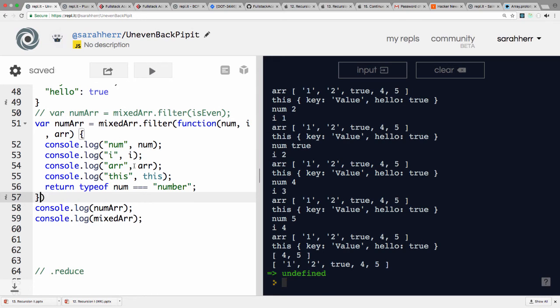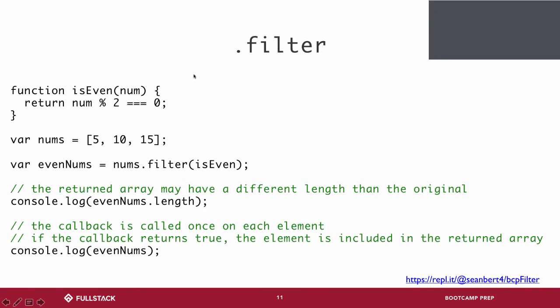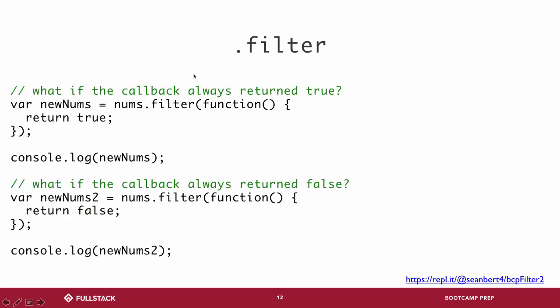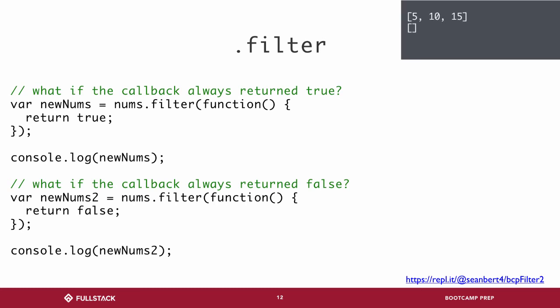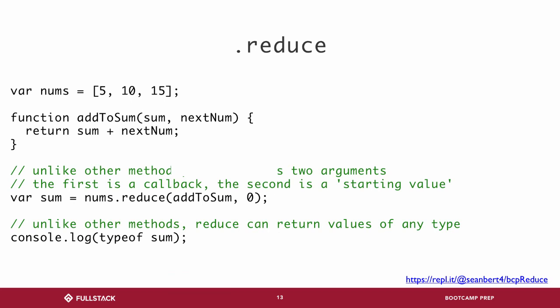Cool. Any questions on filter? Cool. So what if the callback always returns true? Then the numbers would be the same. Same with false, it will be empty.